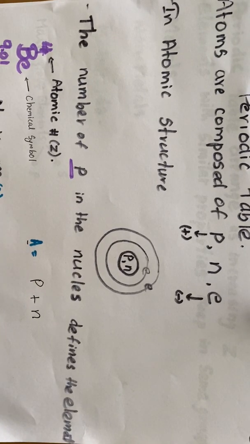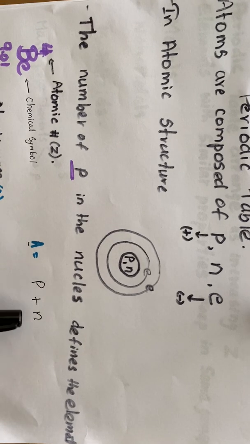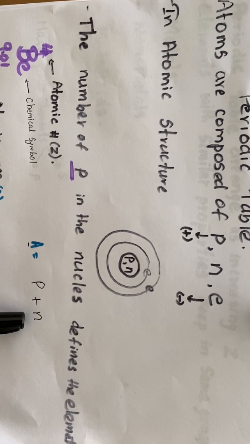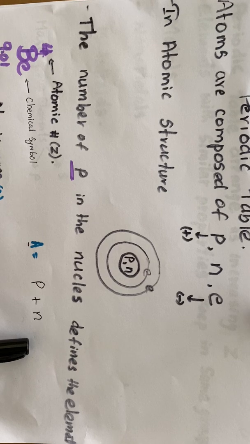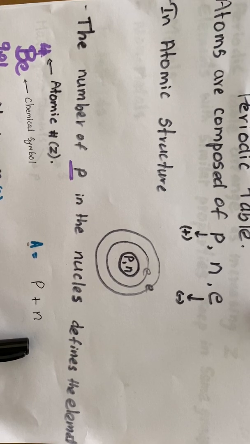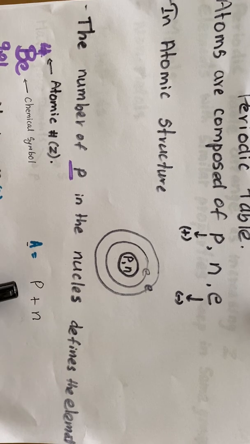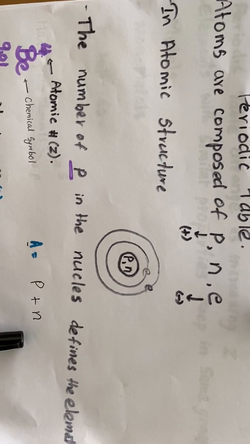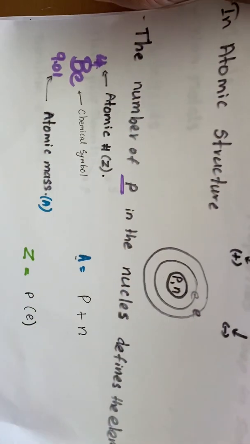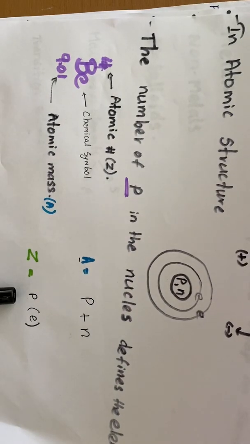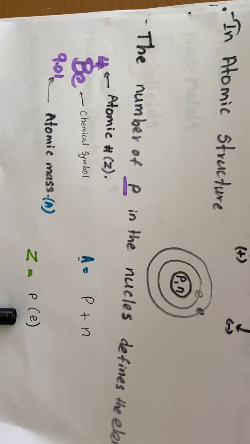Atomic mass is equal to the number of protons plus the number of neutrons. We're not going to consider the number of electrons here because the mass of the electron is negligible compared to the mass of the proton and neutron. The atomic number represents the number of protons, which is always equal to the number of electrons in a neutral atom.